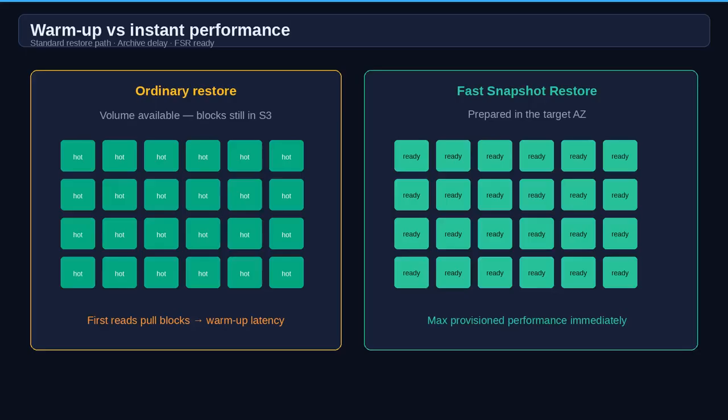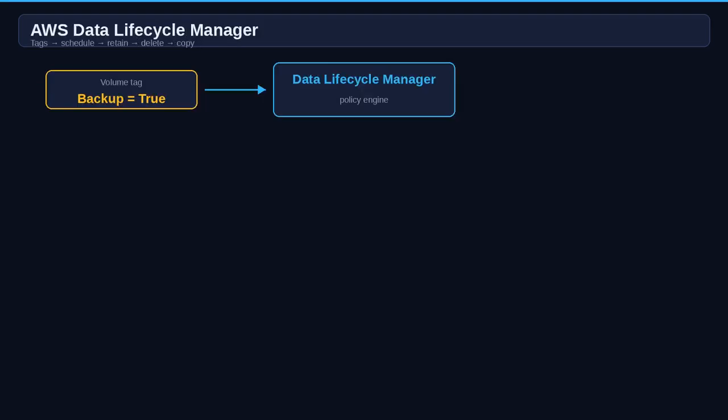You should now be able to match each tier to a sentence. Standard for everyday speed, archive for cold compliance history, FSR when the first second of performance matters as much as the last. Taking snapshots by hand does not scale.